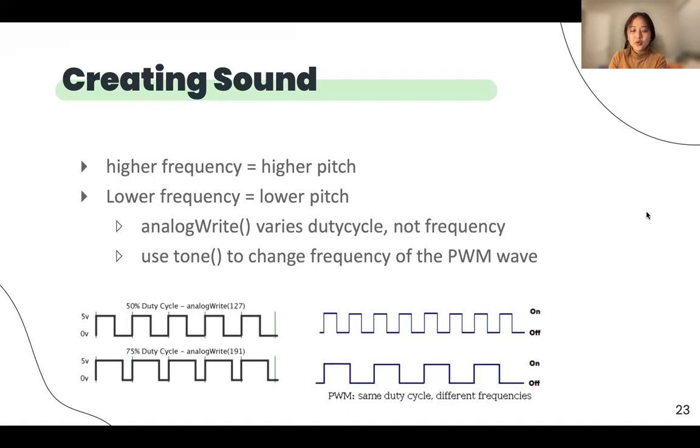Now, in order to create this sound, we're not going to be using the analog write function, because analog write varies the duty cycle, but not the frequency, which is what we were talking about earlier. Typically when we give a PWM signal, we vary the duty cycle, but for creating sound, we want to vary the frequency. So instead we use a new function called tone, which will allow us to change the frequency. My bad, we'll be using analog write for another aspect of the project. But using tone changes the frequency of the PWM wave, and this generates higher or lower frequencies, which can change the sound itself.